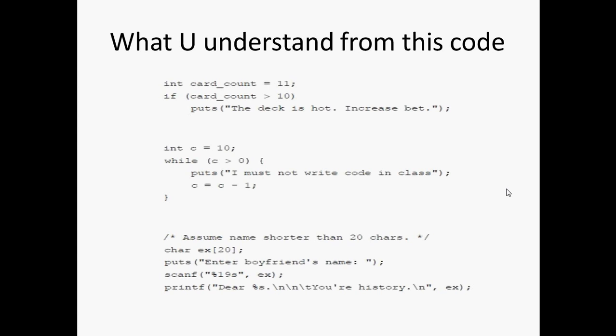Now see here, there are a bunch of C codes, and let us read each one and try to understand what exactly the code is doing. Here we have int card count is equal to 11. There are variables in C, meaning for storing 11 I need a variable, and a variable is nothing but a location in memory where I am assigning some value. Here I am creating a variable card count and storing 11 in it.